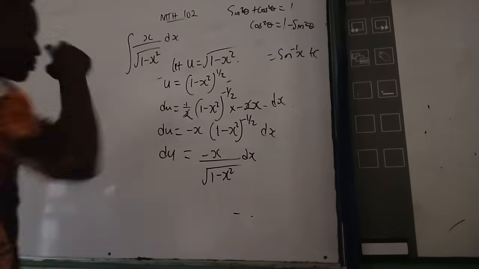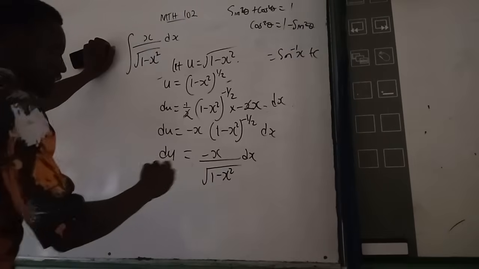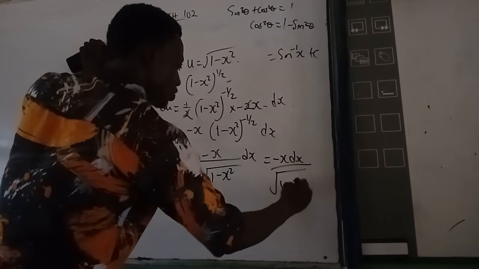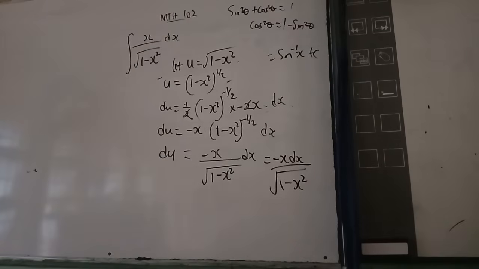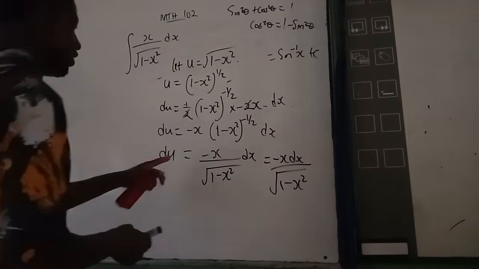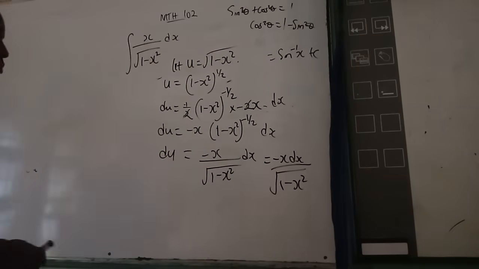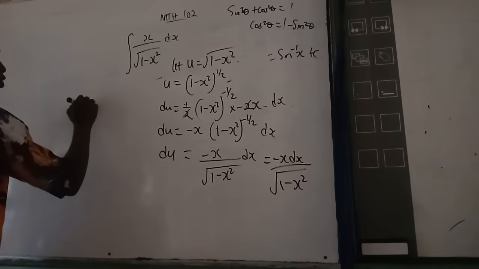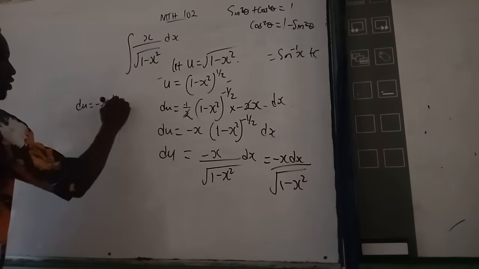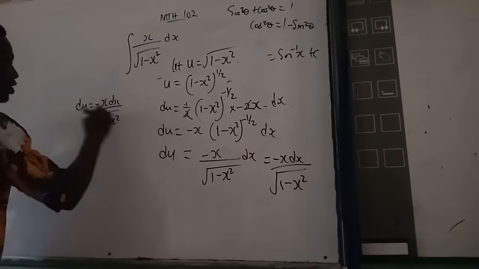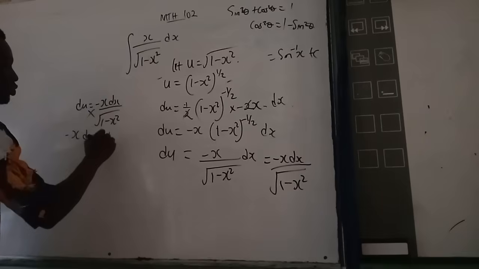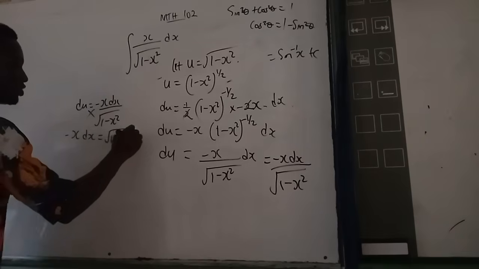Is that clear? Now let's make dx the center of the formula. Before then, this can be written as minus x dx over what? Root 1 minus what? S squared. Yeah, minus x dx over root 1 minus s squared. Now, if du is minus x dx, how do we make dx the center of the formula? Okay, now we have du equals to minus x dx over root 1 minus s squared. Cross multiply. Minus x dx equals to root 1 minus s squared du, right?